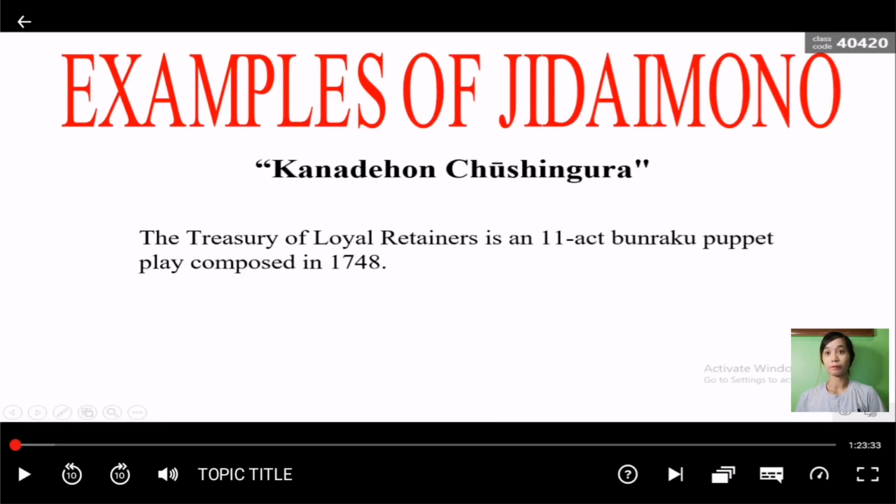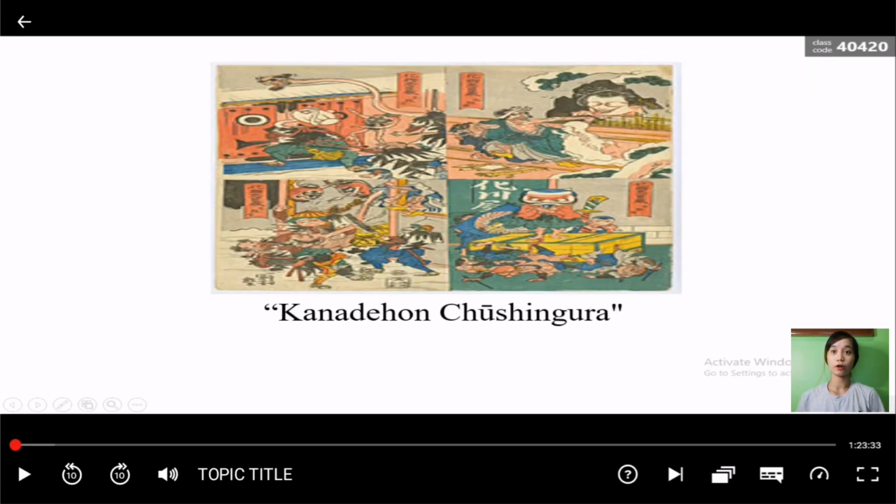Example of Jidaimono: Kanadehon Chushingura. The treasury of loyal retainers is an 11-act bunraku puppet play composed in 1748. It is one of the most popular Japanese plays, ranked with Shimi's Matsukaze, although the vivid action of Chushingura differs dramatically from Matsukaze. So this is the picture of Kanadehon Chushingura.